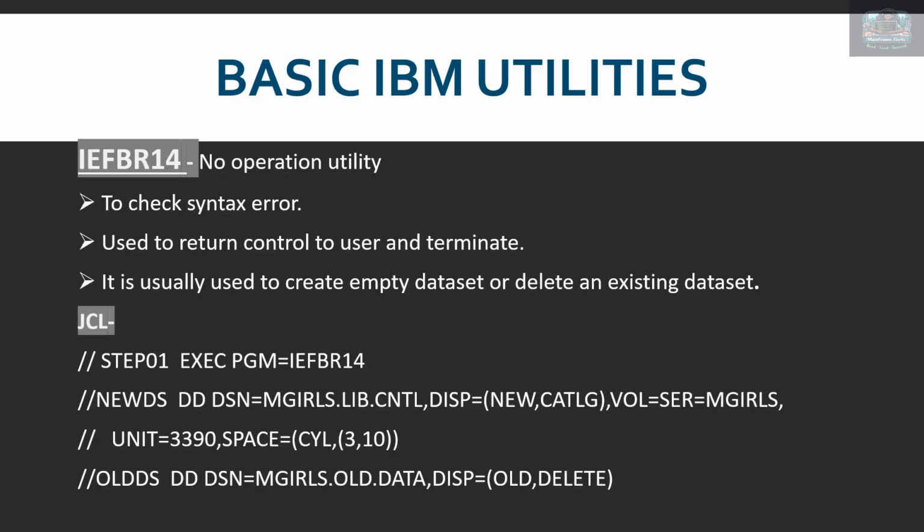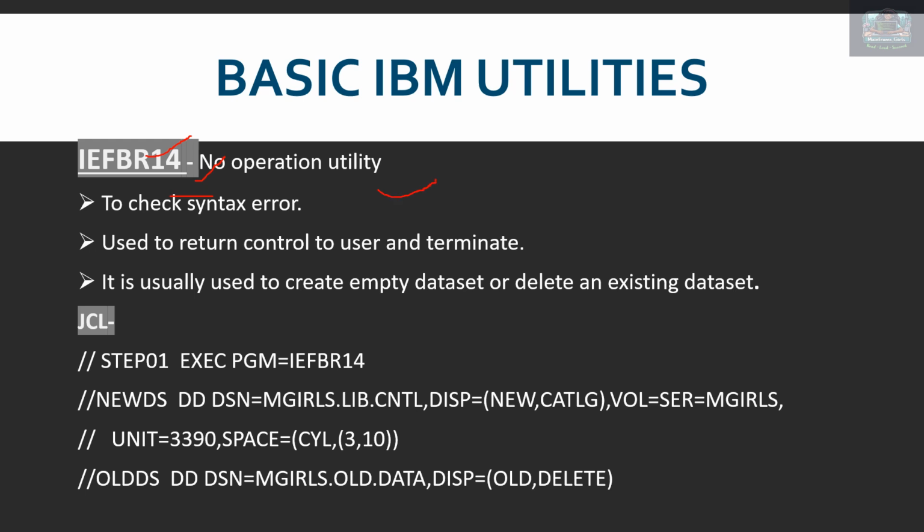The first basic IBM utility, the dummy utility, is IEFPR14. Okay, which we call IEFPR14. So this is a basic utility and you call it a dummy utility because most of the tasks you do with this utility can be done by panels, like the ISPF panel or the SDSF panel.